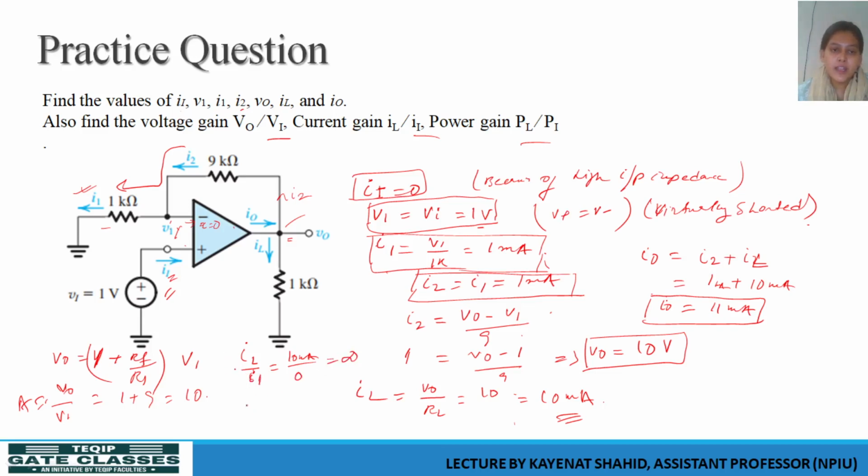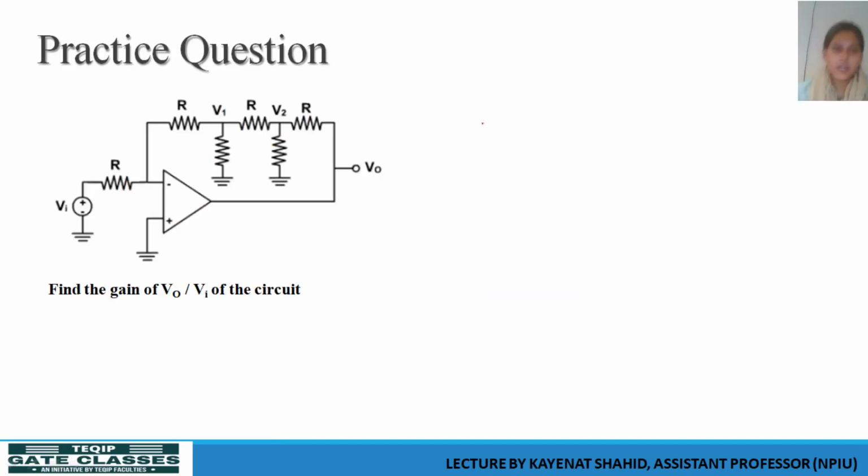Okay, and PL by PI, again if we write VL IL like a simple equation, VI II, because the II is 0, this will be infinity again. So this was just to show you how simple the operational amplifier calculation can be. Okay, another equation, if we just practice this, it will be helpful.